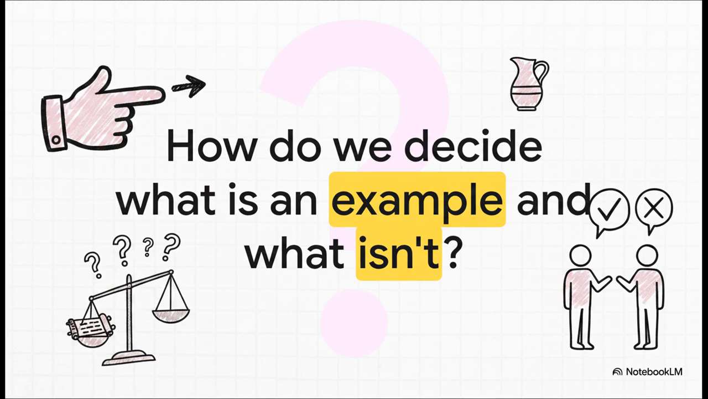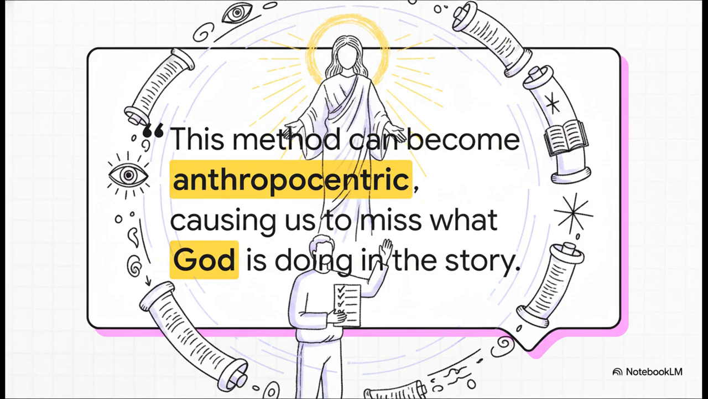For one, it can be pretty random. For example, the servant asks for this super specific sign to find the right woman. So should we do that today when we're looking for a partner? Some people would say yes. Others would say that's crazy. The method itself doesn't give us a clear way to decide. And that points to a much deeper problem.